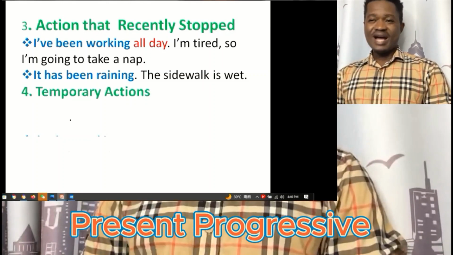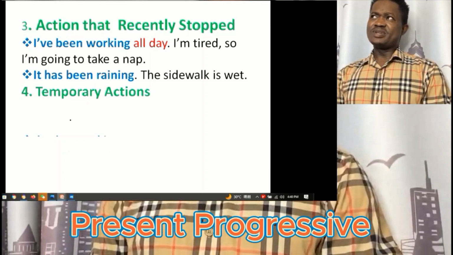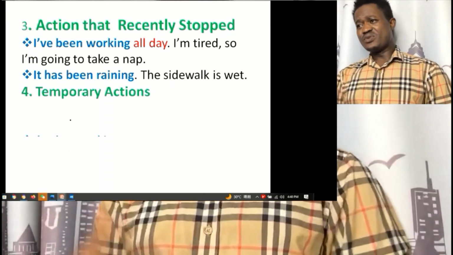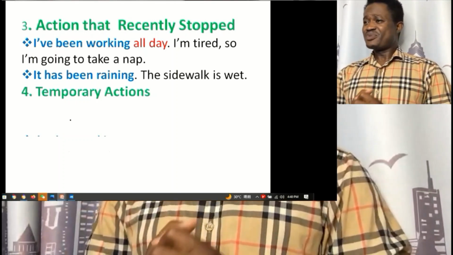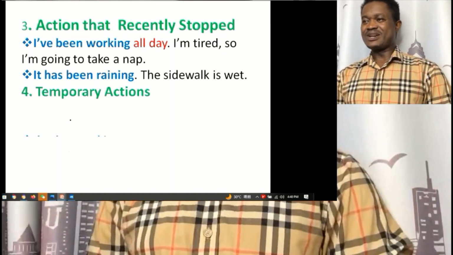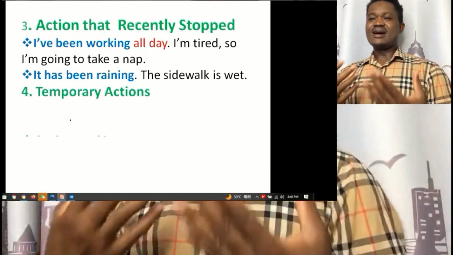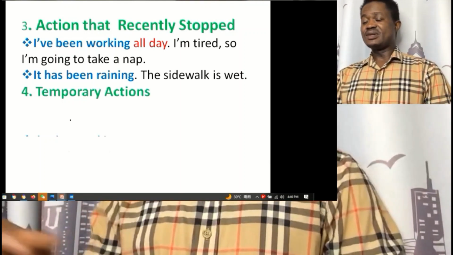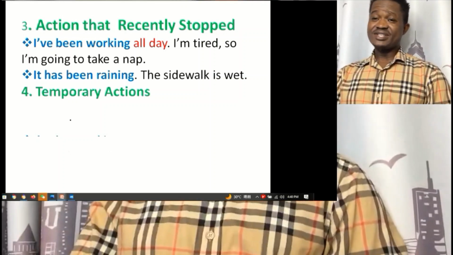Number four, temporal action. When we are talking about the present progressive, we know it is mostly for temporal action. So if we are talking about the present perfect progressive, we also have to talk about temporal action. That one is obvious. All right, let's talk about temporal actions.